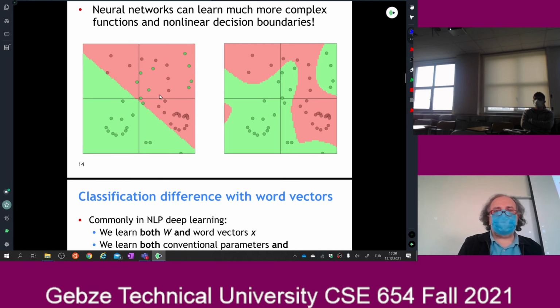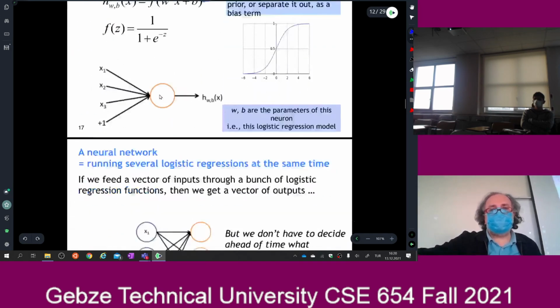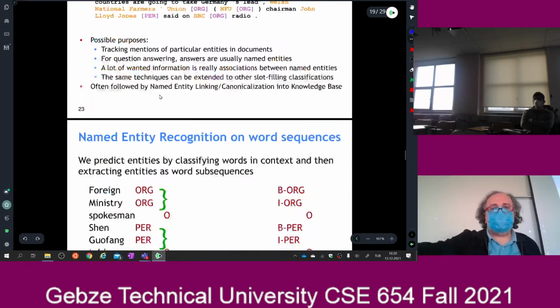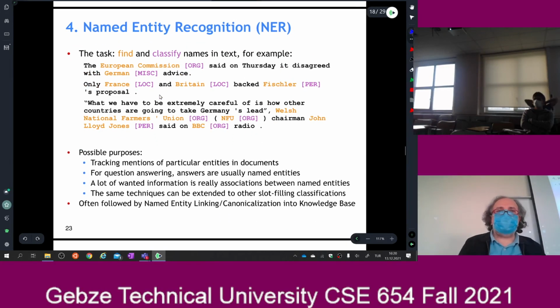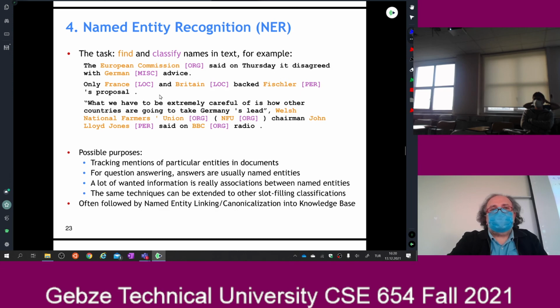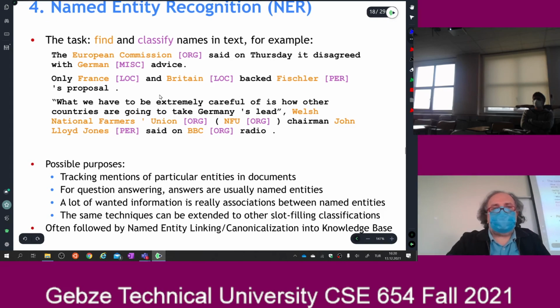So what am I going to do with those? We will talk about them, and we will see our first application of natural language processing with neural networks, named entity recognition, as we looked at before. Find and classify names in text, for example: the European Commission said on Thursday it disagreed with German advice. So European Commission is organization, German is miscellaneous, France is location, Britain is location, Fischler is person, etc.